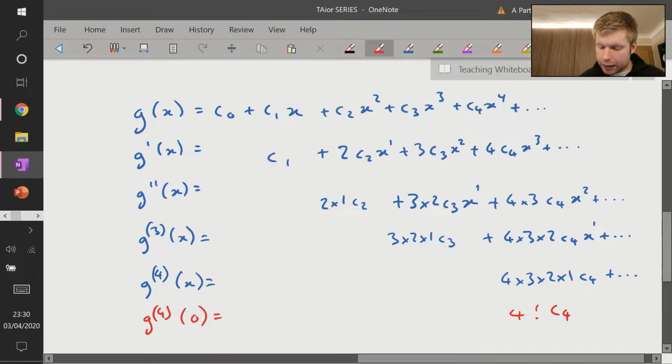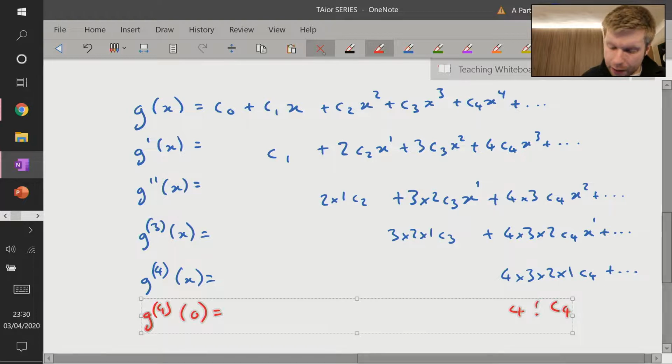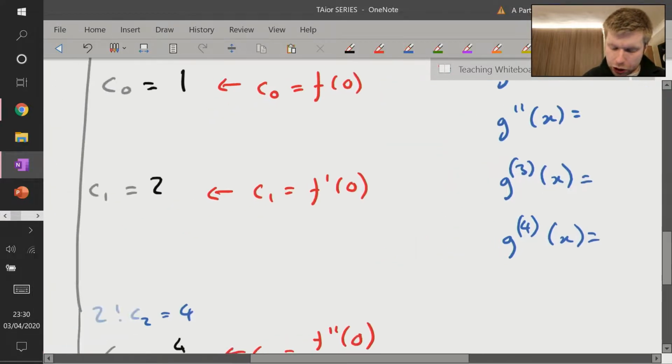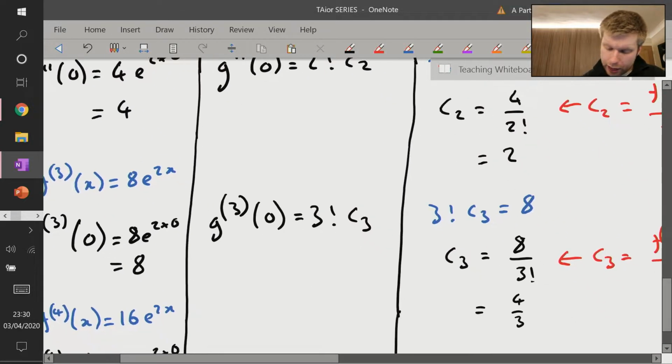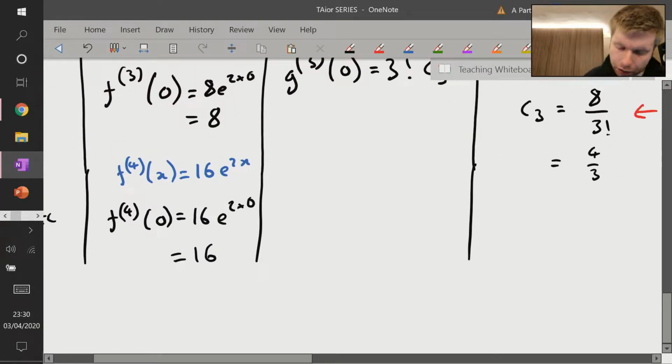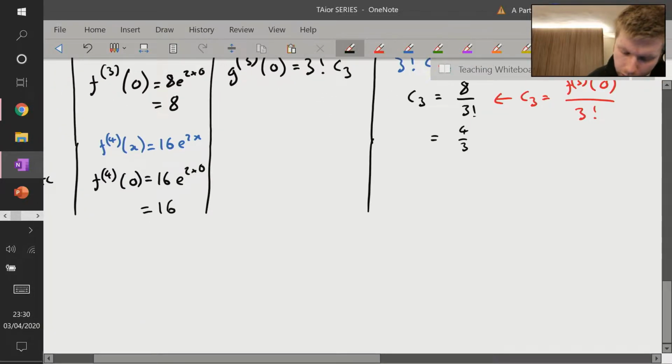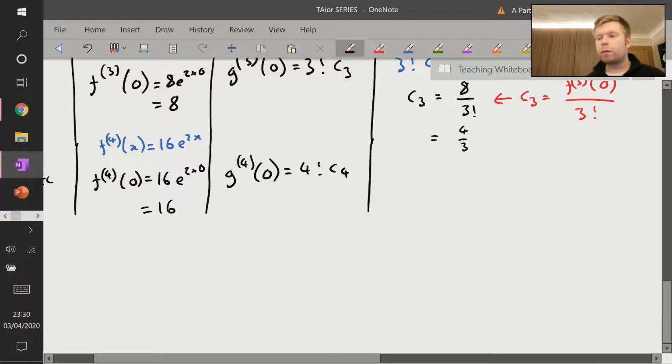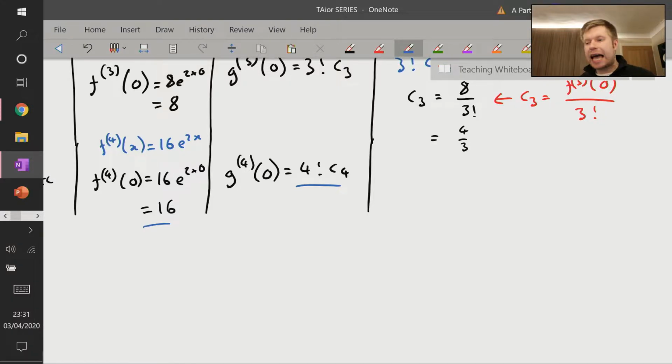times c4. So let's come back and let's plug that back into our approximation. So now I know that the fourth derivative of my approximation function, at the point x equals 0, I've just worked out, is going to be 4 factorial times c4. Hopefully you're noticing a pattern here. So if I want this approximation to be any good, I want that thing to be the same as that thing. In other words, the fourth derivative of my approximation function at the point x equals 0 should be the same as the fourth derivative of my true function at the point x equals 0.